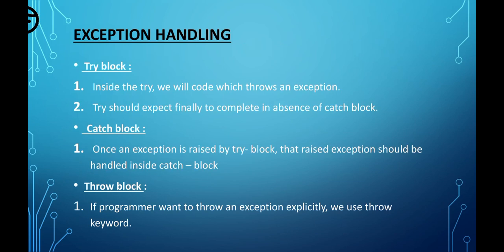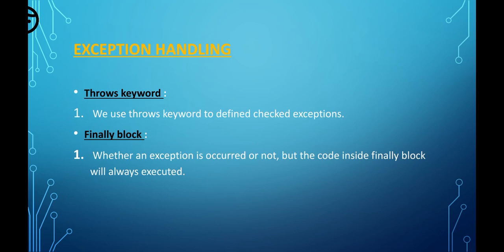Whereas coming to the catch block, once an exception is raised by the try block, the catch block catches the problem, so that the raised exception should be handled inside the catch block. Mostly these exceptions are handled in the catch block. Thereafter, why do we use the throw keyword? If a programmer wants to throw an exception explicitly, we use the throw keyword. Whereas we use the throws keyword to declare checked exceptions, which are handled by us, not by the JVM.